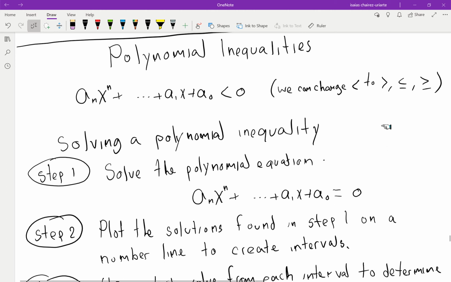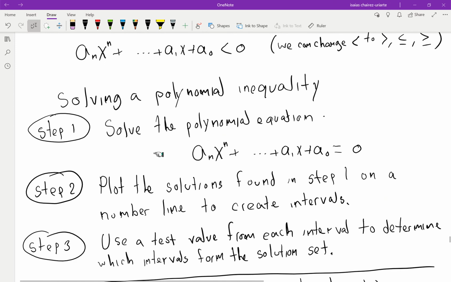Step 2, plot the solutions found in step 1 on a number line. What this does is it splits the number line into intervals. And then step 3, you use a test value from each interval to determine which intervals form the solution set. That would be a rough guideline on how to solve a polynomial inequality. We'll use this once we get into some examples.